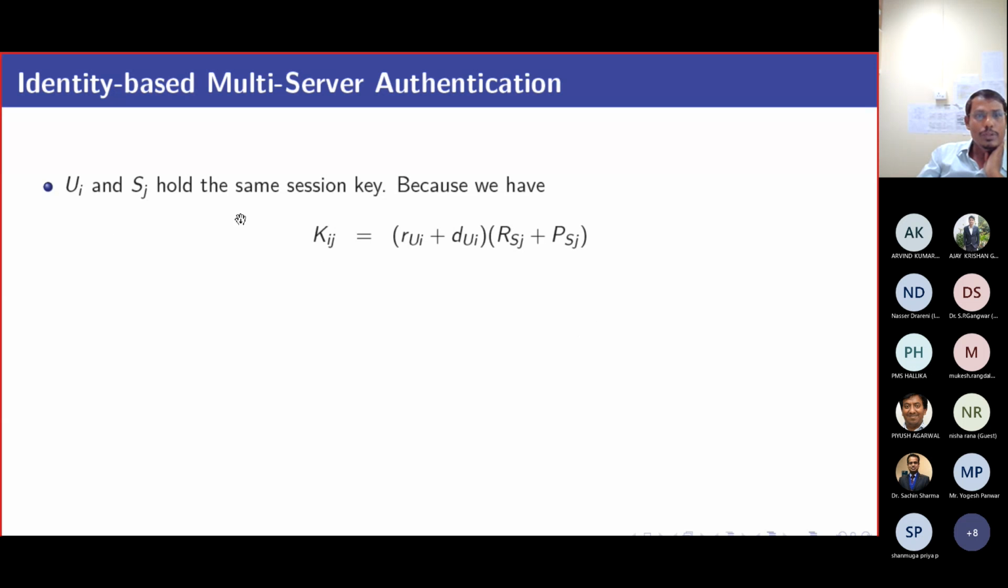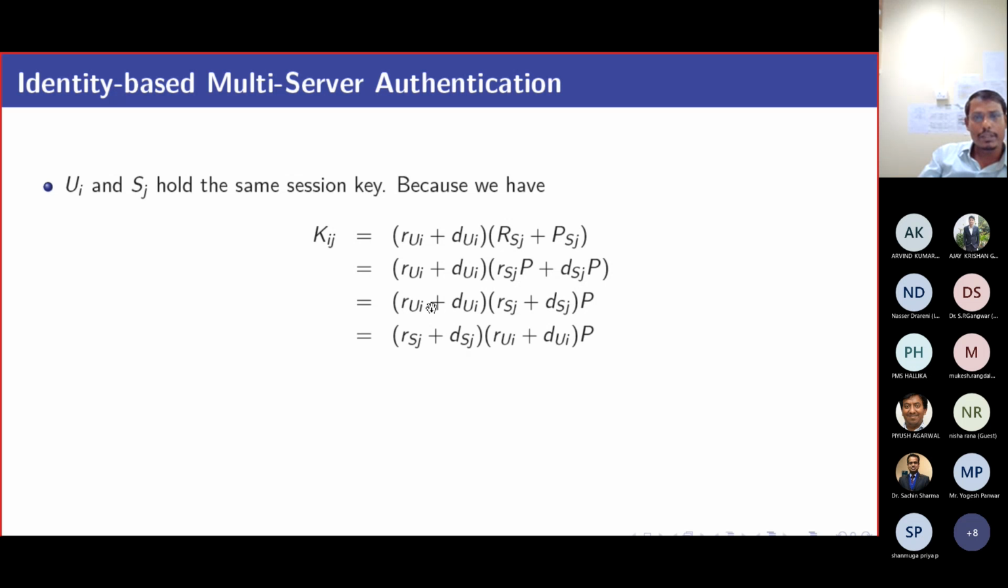So here you see user and server will compute like that. This is the user side: RUI, DUI into this is the public value for the server. So here you see this indicates RSJ times P. If you take P outside, this becomes this, and these two are integers. They satisfy the commutative property. So this is AB, so this is BA, right?